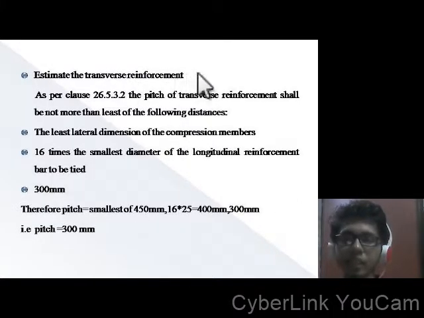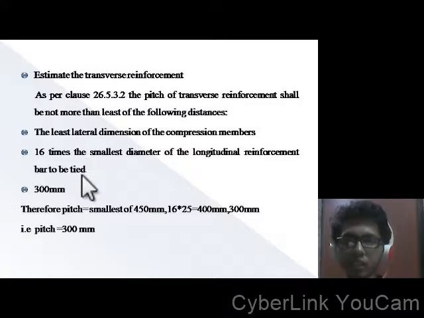Now next is estimating the transverse reinforcement. In case of the transverse reinforcement, we have to consider clause 26.5.3.2. This clause states that the pitch of the transverse reinforcement shall not be more than the least of the following distances. Three cases are there: the least lateral dimension of the compression member, 16 times the smallest diameter of the longitudinal reinforcement bar to be tied, and 300 mm.